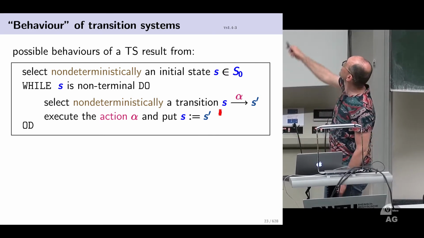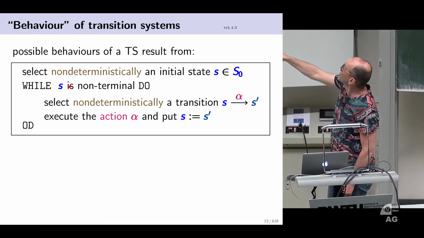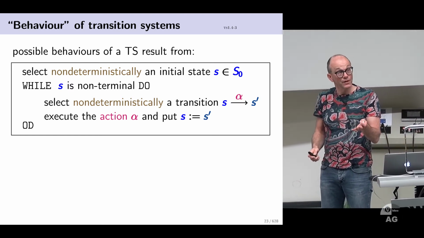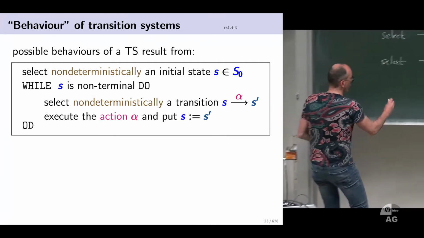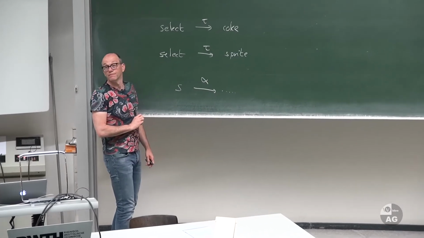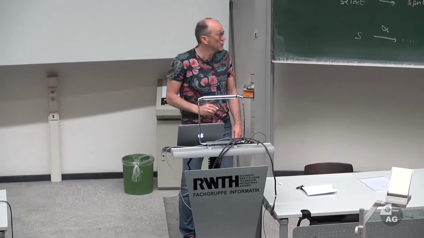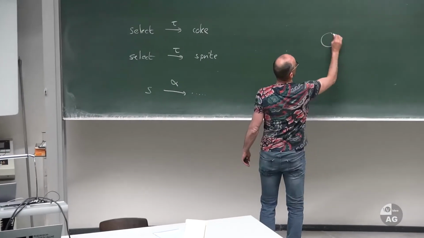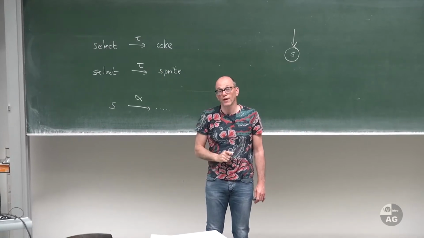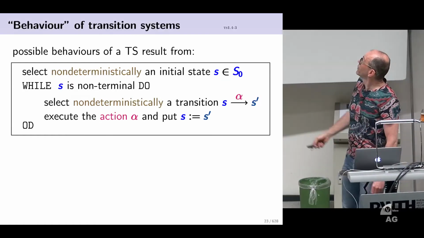Well, pick such an initial state. Suppose that we pick initial state S from the set of initial states. Then if S is non-terminal, what does that mean? If S has at least an outgoing transition, which means we need to have something of the form S moves with some action alpha somewhere. If such a transition doesn't exist, S is terminal. We cannot continue. So in the very simple case where we start here and this is S, but it has no outgoing arrows, then we don't enter the while loop.